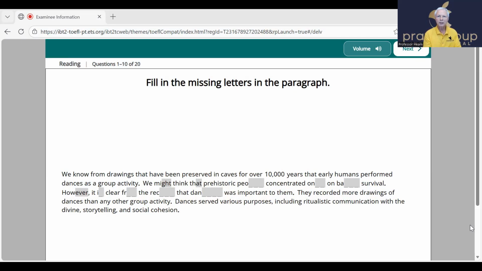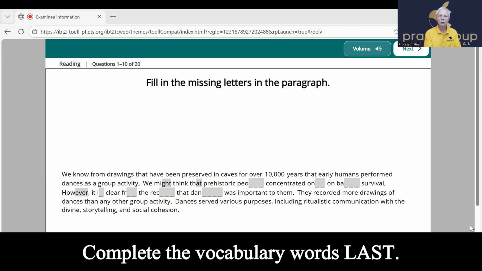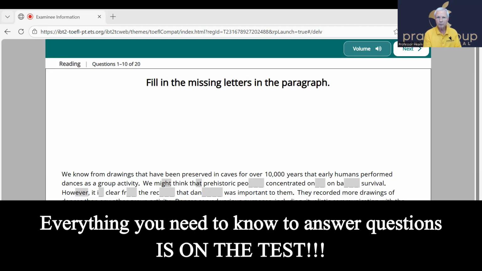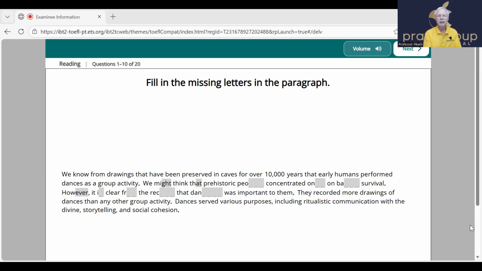Okay, here we are back at task 1, and I'm going to skip this next word for a moment because it is a vocabulary word. Now, there are clues in the passage that tell you what the vocabulary words are, but I want to do them last because of time. I want to answer the other ones first. Those other words will be verb forms, pronouns, prepositions, or articles. Let's take a look at our sentence and fill in as many words as we can before getting to the vocabulary words. So we have prehistoric something, concentrated something on.